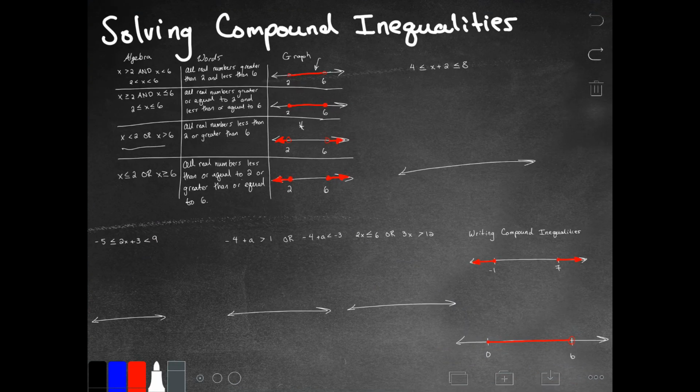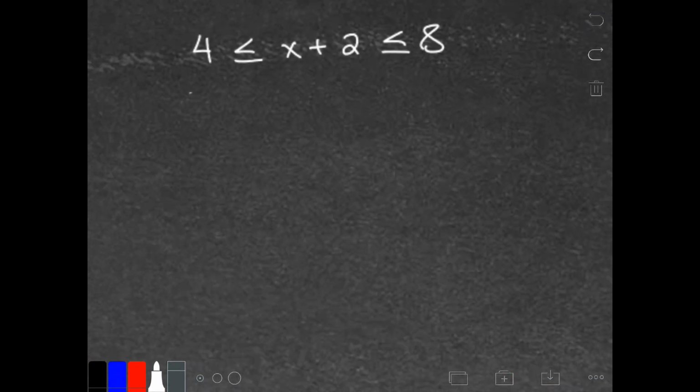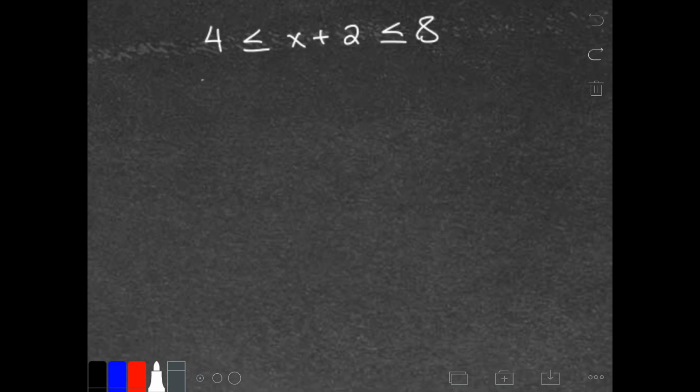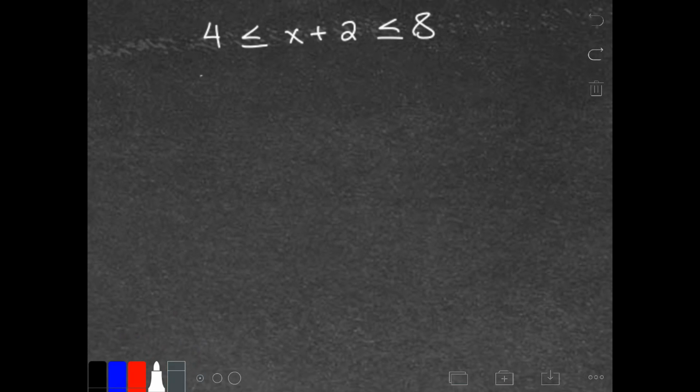So let's go ahead and take a look at some examples here. So we have a compound inequality: 4 is less than or equal to x plus 2, less than or equal to 8. Now this is going to be an AND statement. And the giveaway here is that an OR statement will always say OR. So if it doesn't say OR, you know you're working with an AND statement. So how do we solve an AND compound inequality? Well, we need to break this compound inequality into two separate simple inequalities.